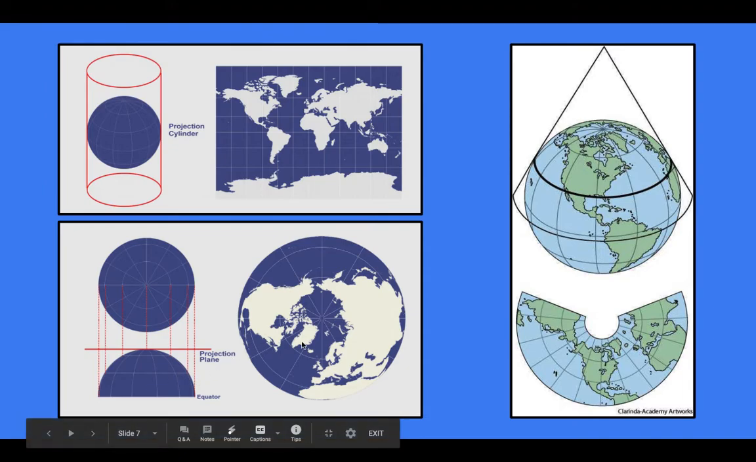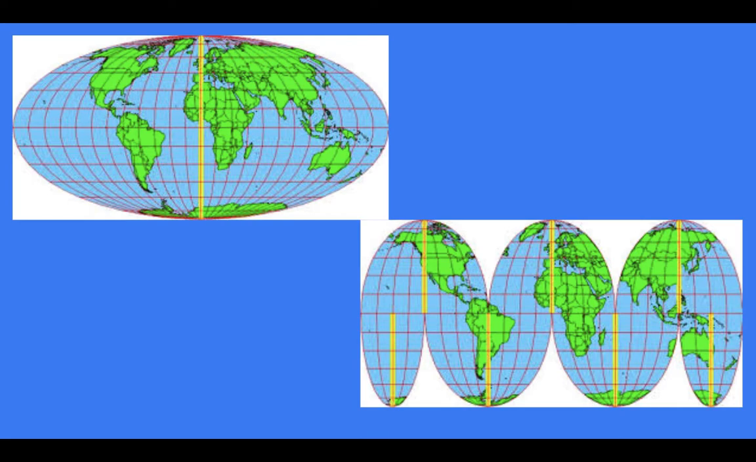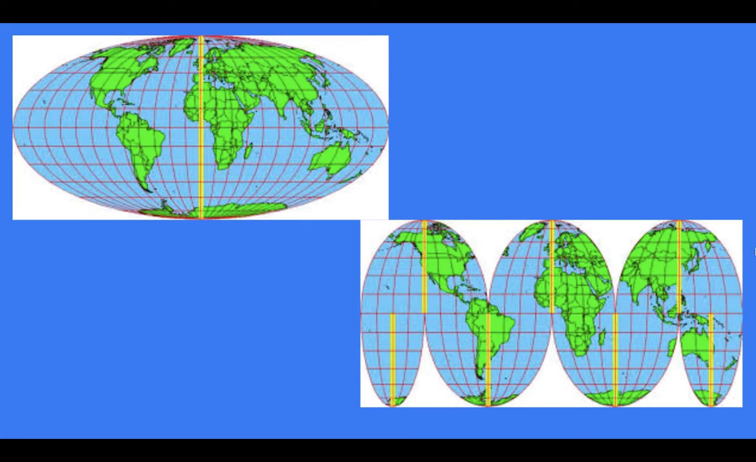And then this is the planar or azimuthal, and it just shows within a plane, if you're looking at the Earth straight, what does that look like? Okay, so let's take a look at some specific map projections. Oh, I'm sorry. So an uninterrupted map would look like this. An interrupted map would look like this. Okay, so these are the different types of maps.